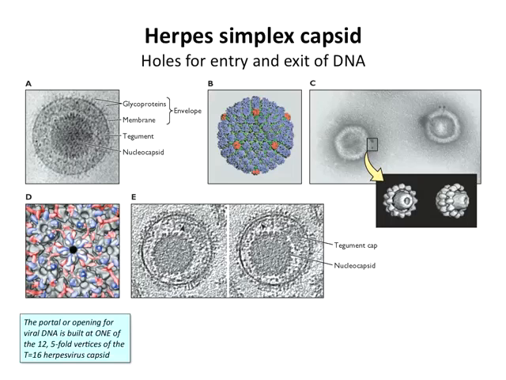Here's the portal here at one of the five-fold axes. You see there's a hole there. None of the other five-fold axes have that hole, and we think that the DNA goes in and out of it. So another example of a specialized structure built on top of icosahedral symmetry.